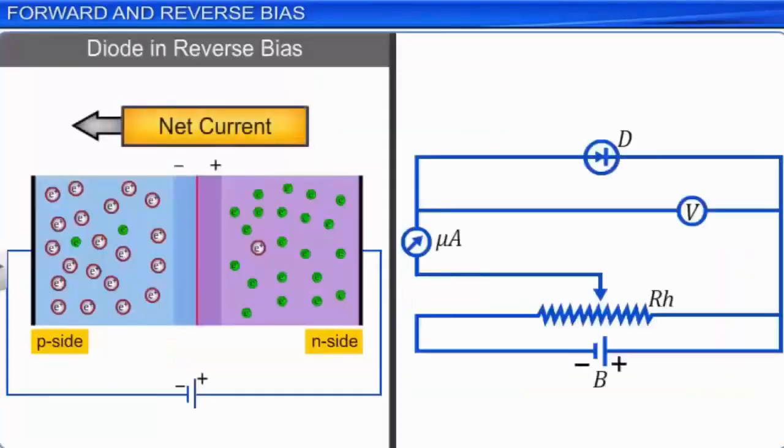The net current flowing through a reverse biased diode is of the order of a few microamperes and can be measured using the circuit shown here. In the circuit diagram, the current in the circuit is measured using the microammeter. The potential difference across the junction is measured using a voltmeter V, and the applied potential difference to the diode can be varied using a rheostat RH. The diode is connected to the terminals of the battery such that its P side is now connected to the negative terminal of the battery, and the N side of the diode is connected to the positive terminal of the battery.